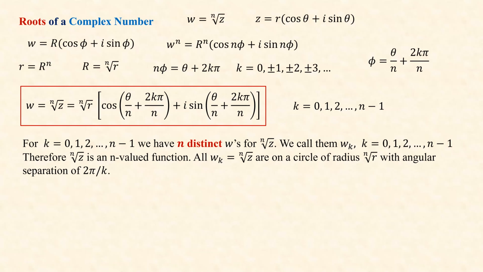All w_k, which are nth roots of z, are on a circle of radius the nth root of r with angular separation of 2 pi over n. See this? You have 2 pi over n, and then 2 times 2 pi over n, and so on. This should be n, my apologies.